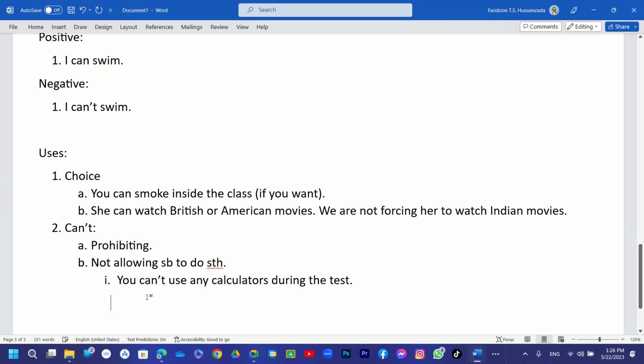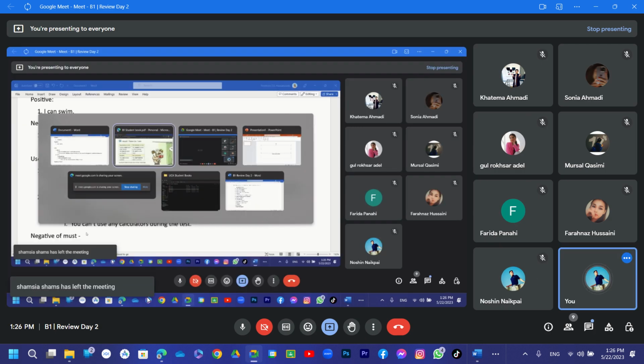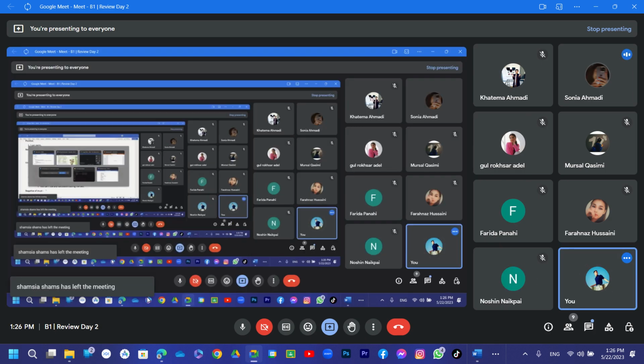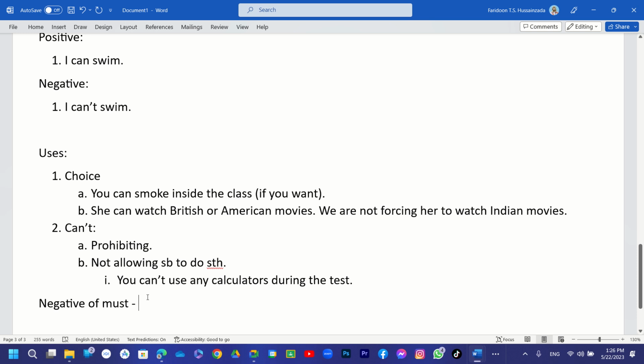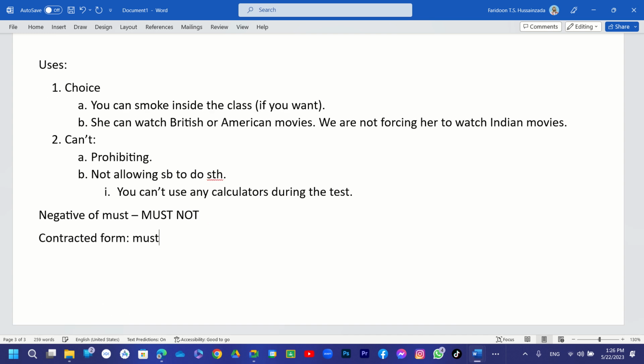Good. Okay. And one more thing, guys. This is like the negative of must. Who knows the negative of must? Raise your hand if you know it. Good. Does it have a contracted form, guys? Good, good. So mustn't. Now of course, people don't really use mustn't a lot, but it is actually a word in English, so we should know it. Okay, so mustn't. What does mustn't do, guys?